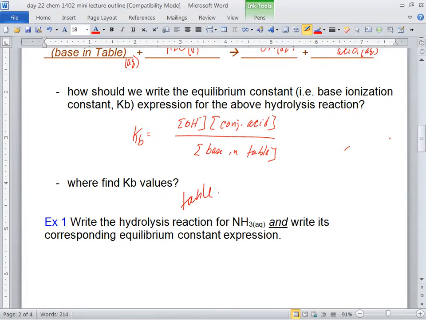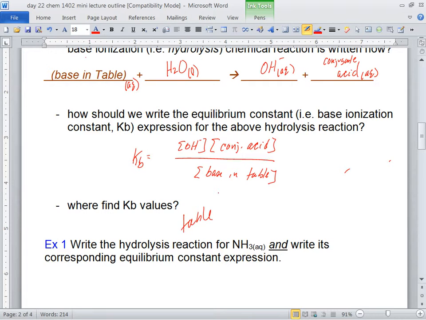Let's practice a few of these. So go ahead and you see the format, how to write the reaction, the base ionization reaction. Go ahead and write it for ammonia. And then write the corresponding equilibrium constant expression. Write the base hydrolysis reaction, or the base ionization reaction for ammonia. What does ammonia do when you put it in water? It's in the table, so it's a base.